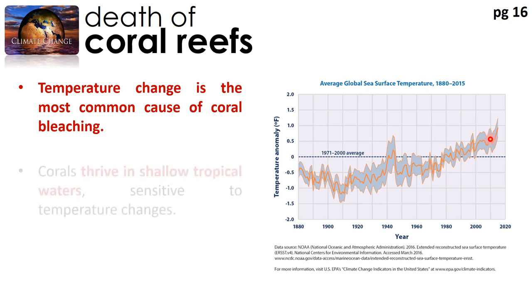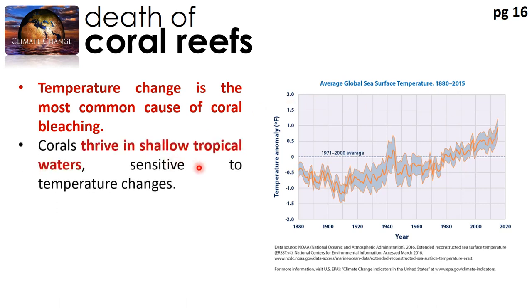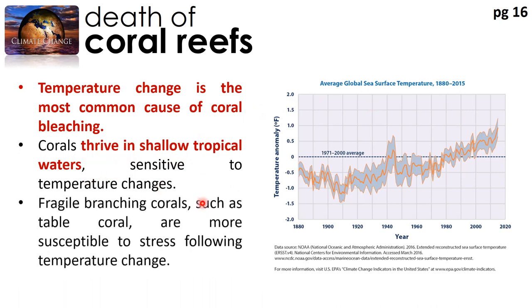Okay, nonetheless, corals, they thrive in shallow tropical waters, and they are very sensitive to temperature changes. That's why most corals, right, like the branching corals such as the table coral, they are more susceptible to this stress following such temperature changes. Okay, only certain larger coral colonies such as porites are able to withstand these extreme temperature shocks. Overall, corals are temperature sensitive, okay, and most of them will succumb to the increased temperature rise of the sea.